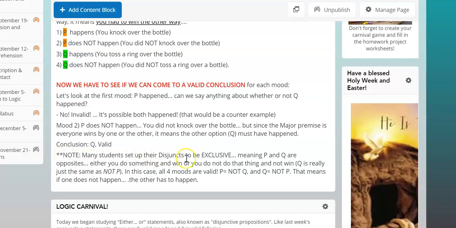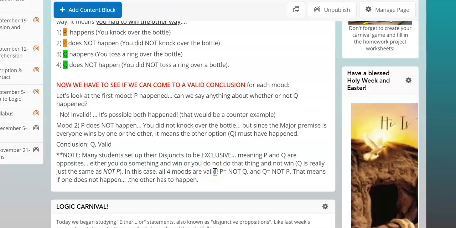Now, many students have their disjunctives be exclusive, meaning P and Q are opposites. Either you do something and win, or you do not do that thing and not win. Q is really just the same as not P. So like Q was, I knocked over the bottle and I won, and then P would be I didn't knock over the bottle, I didn't win. So in this case, we call those exclusive. If one didn't happen, the other did happen. And because of that, it makes all 4 moods valid.